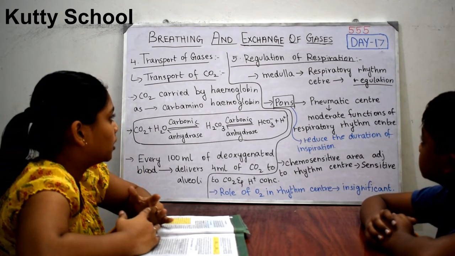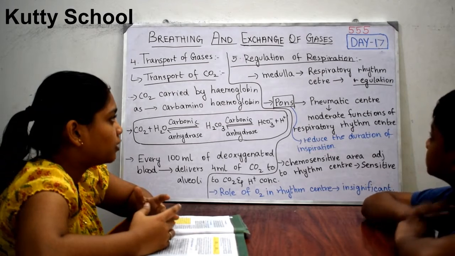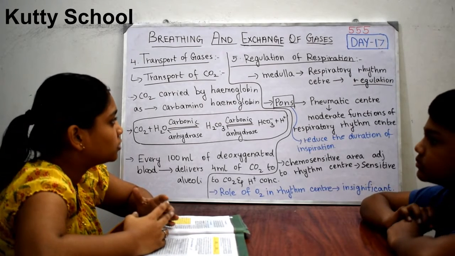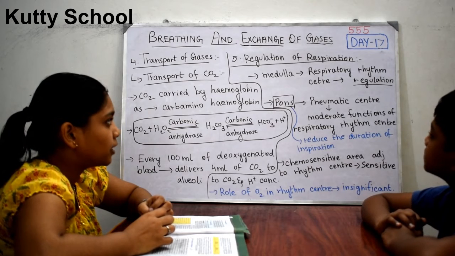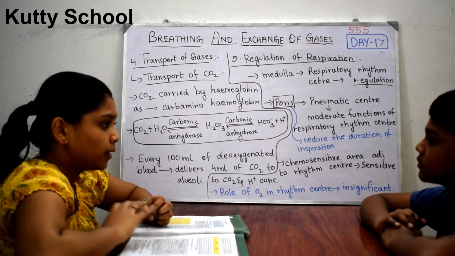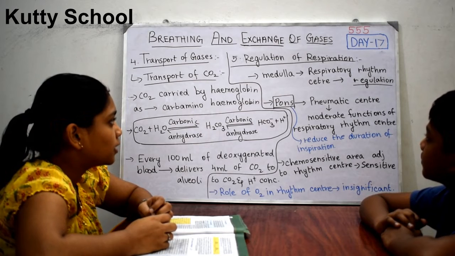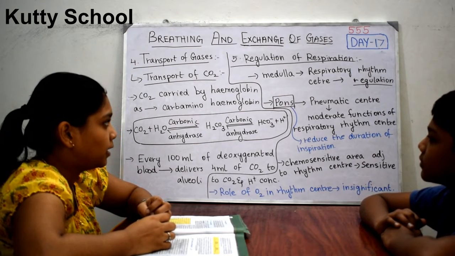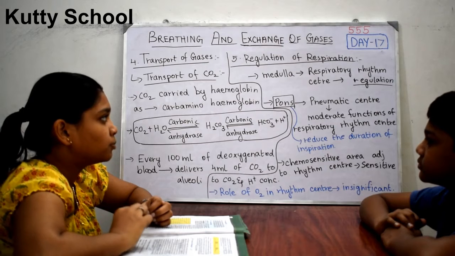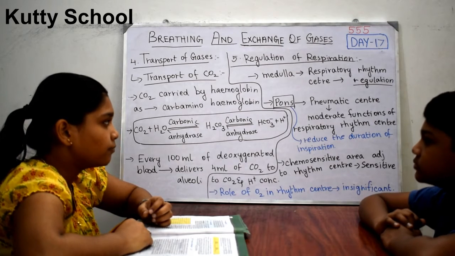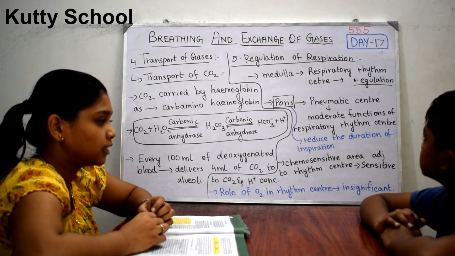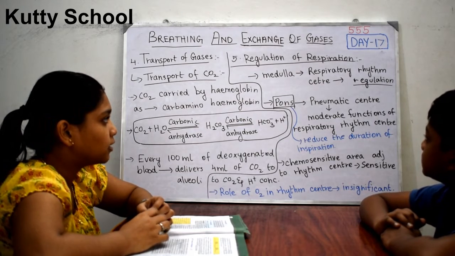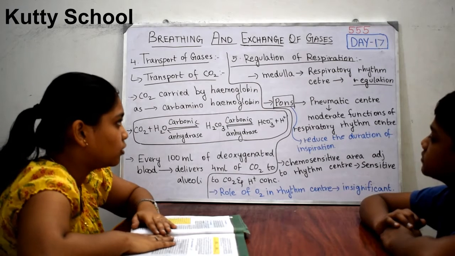So now the next topic, the fifth topic, is regulation of respiration. How is respiration regulated? It is regulated by the central nervous system, the neural system. The medulla region present in the brain has a respiratory rhythm center, which regulates the respiratory steps.